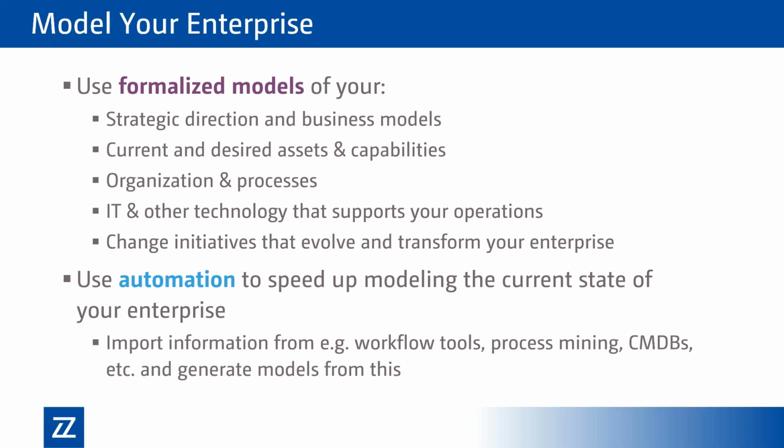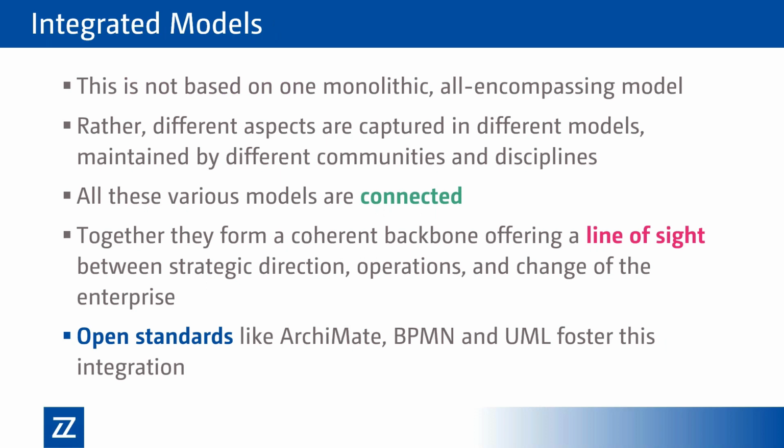Now, like I briefly introduced, it's usually not a single model, a digital twin of your enterprise. It's not one monolithic thing. You have different aspects captured in different models, maintained by all kinds of communities. Different disciplines are involved. Say your process models are maintained by different people than your architecture models, but they should be linked together. They should be connected. And by connecting these models, you create this backbone for your digital twin that gives you this line of sight from where you want to go with your enterprise to how it operates in daily reality.